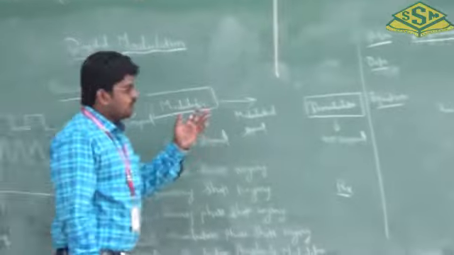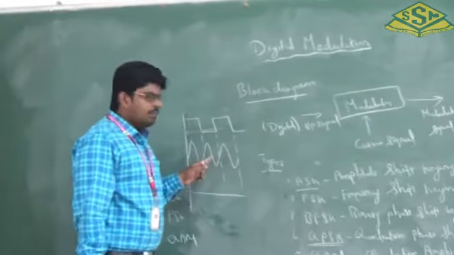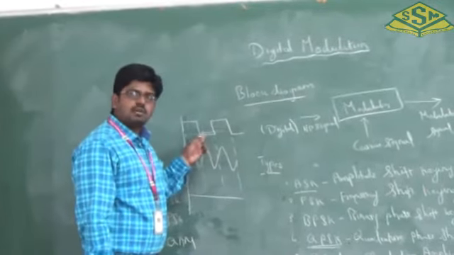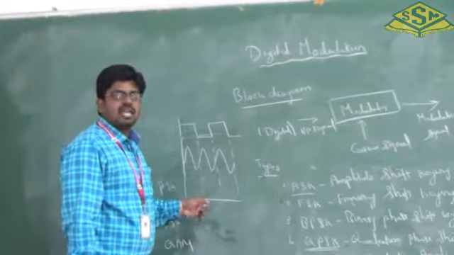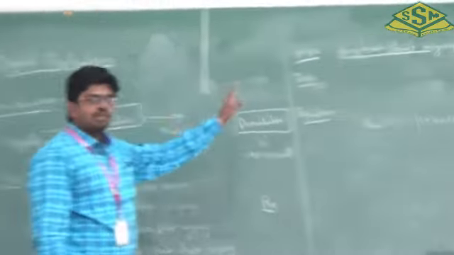So as I told, the definition of ASK means the amplitude of the carrier signal is going to be varied according to the modulating signal. That is the ASK, that is amplitude shift keying. So that is the definition of amplitude shift keying.